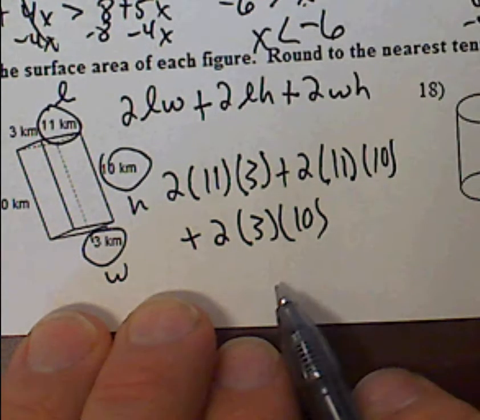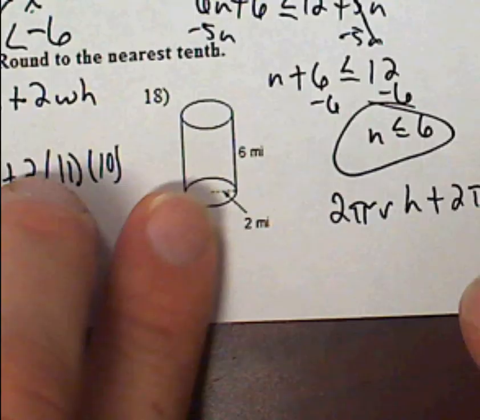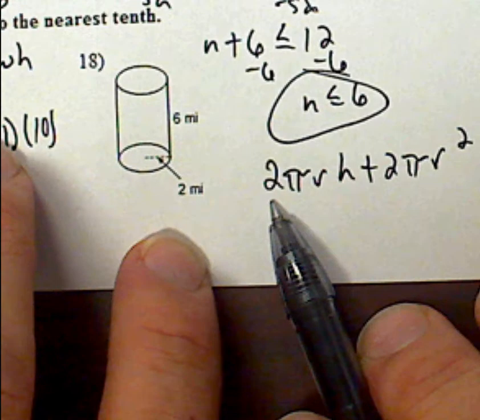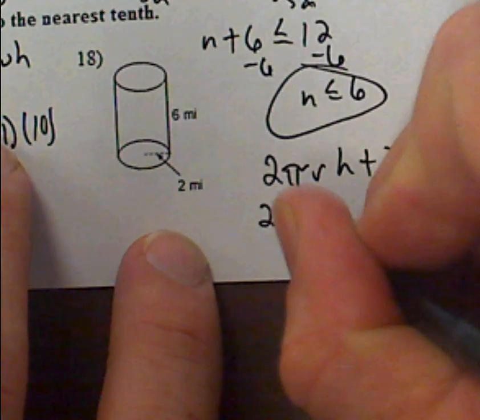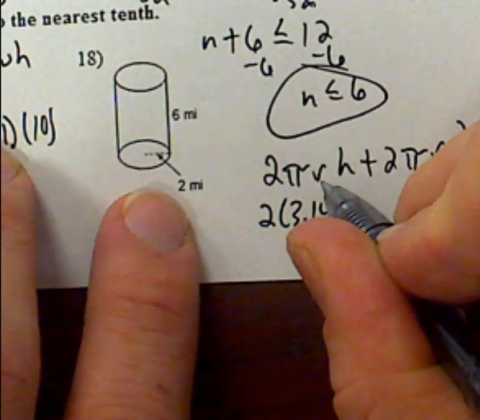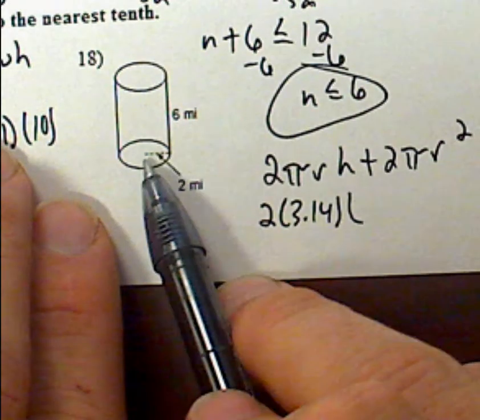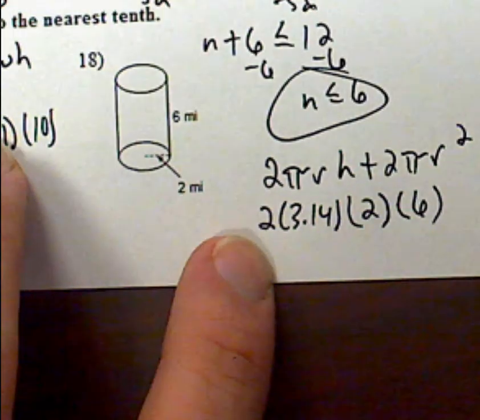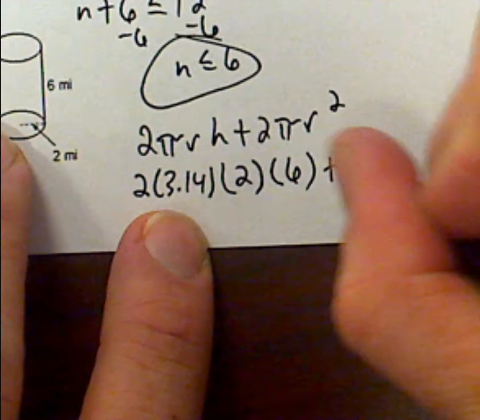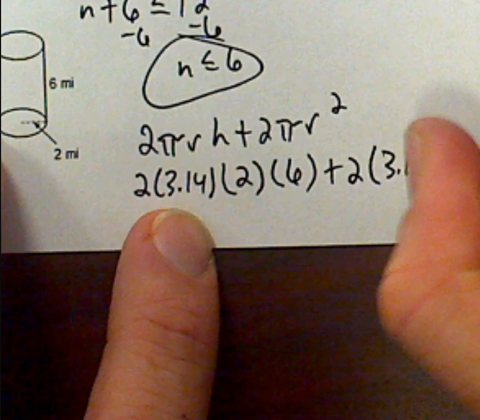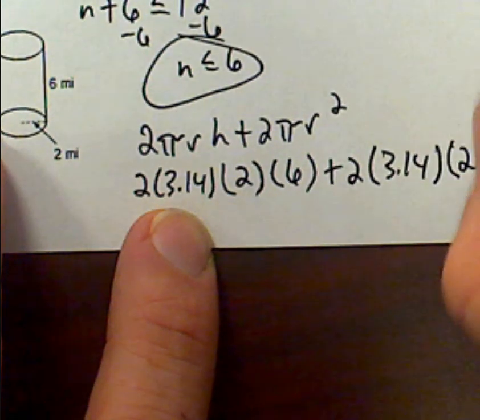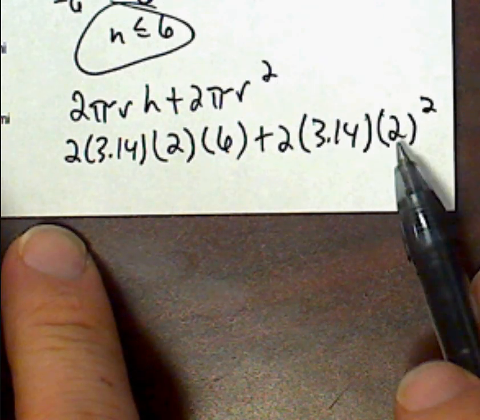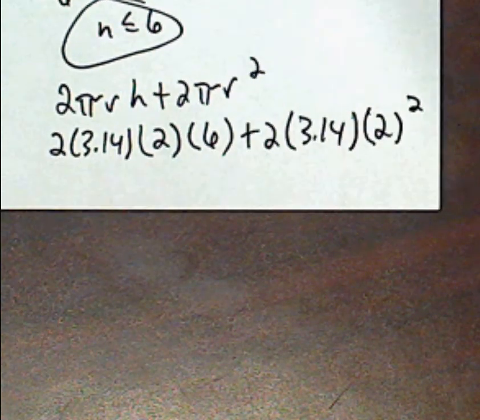I'm not going to spend time getting the answer so I can move on over here before my time is up for 15 minutes. I need to go ahead and plug in. 2 pi is 3.14. My r is radius. This is half, so that's 2. My height is 6. Plus 2, my pi is 3.14. My r is 2 squared. Order of operations, 2 squared first. I will continue until my timer goes off.